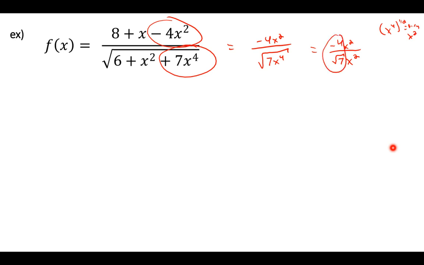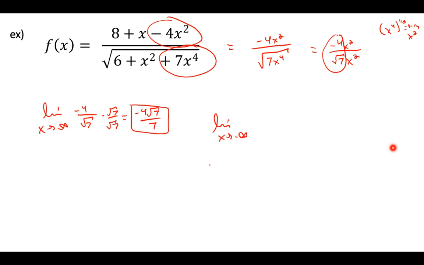All right, so these are our leading coefficients. Limit as x goes to infinity, negative 4 over radical 7. Again, that's not going to be on the AP test because that's not the right way to write an answer. So multiply by radical 7 over radical 7. Negative 4 radical 7 over 7 is the answer for both the positive and the negative.